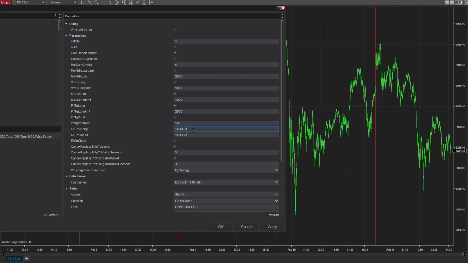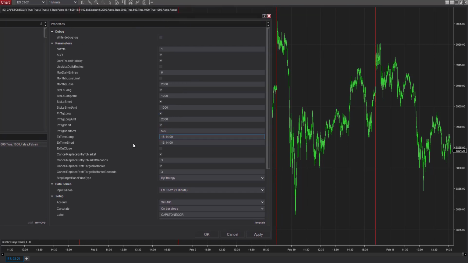And then the exit times, the only time-based entries you see in this are the exit times, 16:14. For your exits, 1 minute right before the close. The open of the last bar, when there's 60 seconds left in the trading session, there'll be a market order to get out, and that's 1 minute before the futures close. And you can cancel your limit orders to the market. That's what I recommend.